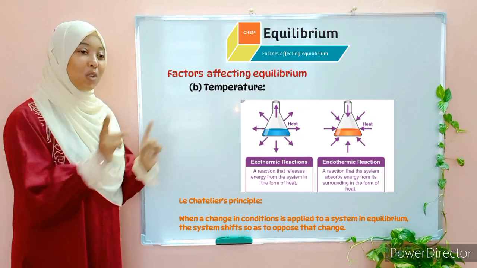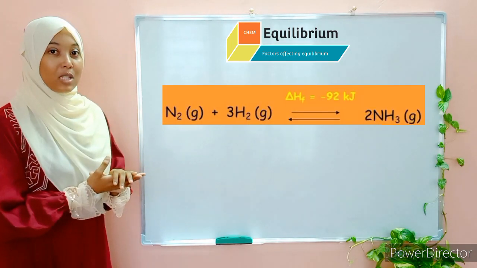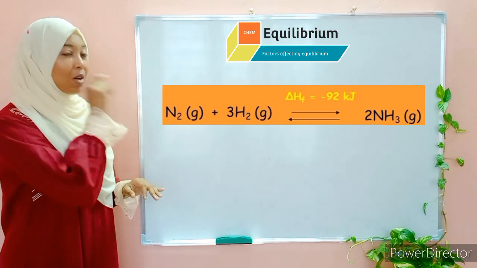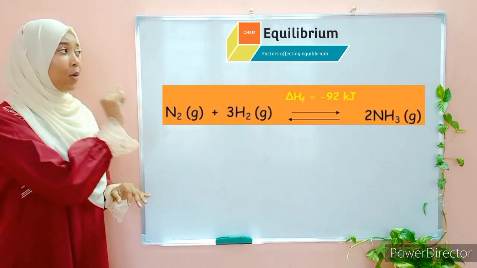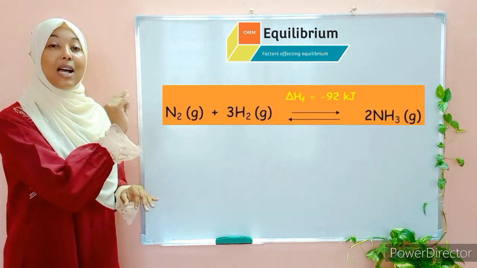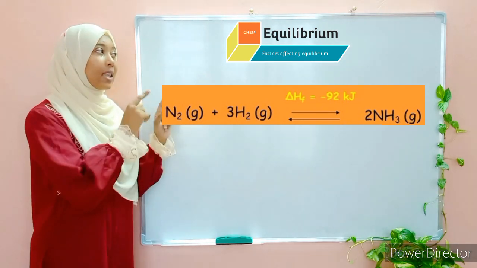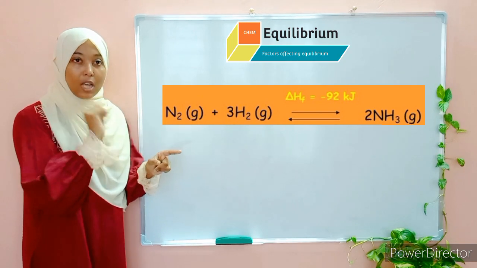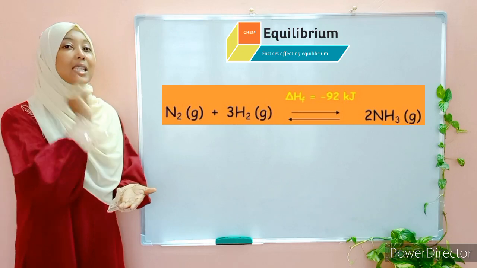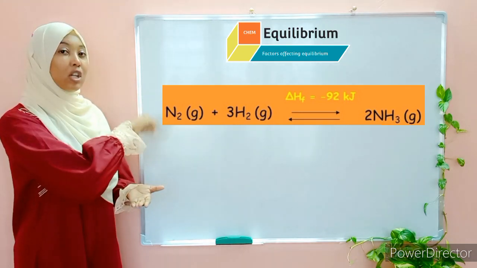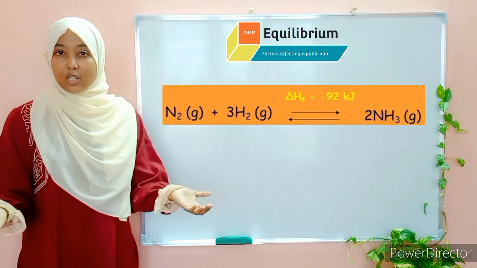Now again, let's do the two examples for the Haber process and for the contact process. Now for the Haber process, we can clearly see that at the end of this equation, we have an enthalpy change that is given. Now this has a negative sign. Negative sign simply implies that this reaction is exothermic. So that means that the forward reaction for the production of ammonia gas is exothermic. So when you react nitrogen with hydrogen to form ammonia gas, this reaction evolves heat energy.